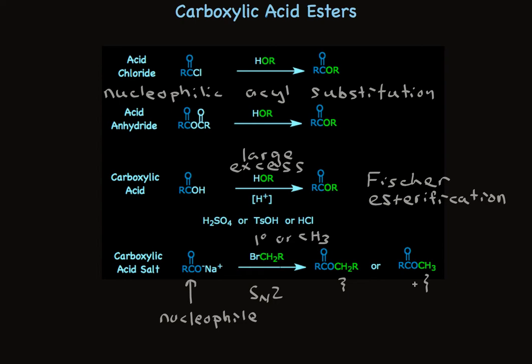I've shown bromide here as a leaving group, but others work too. Both iodide and tosylate would be good choices. So here are 4 ways to make esters. All of them are useful, provide good yields, and offer a variety of different mechanisms.